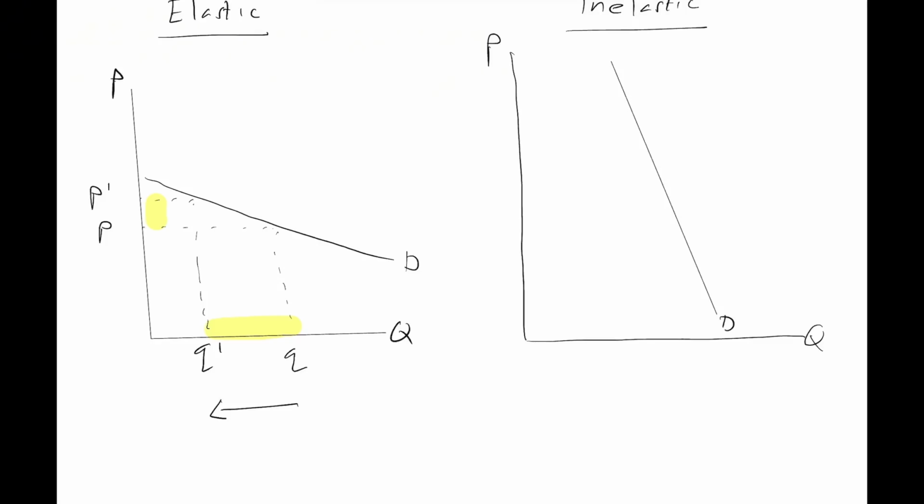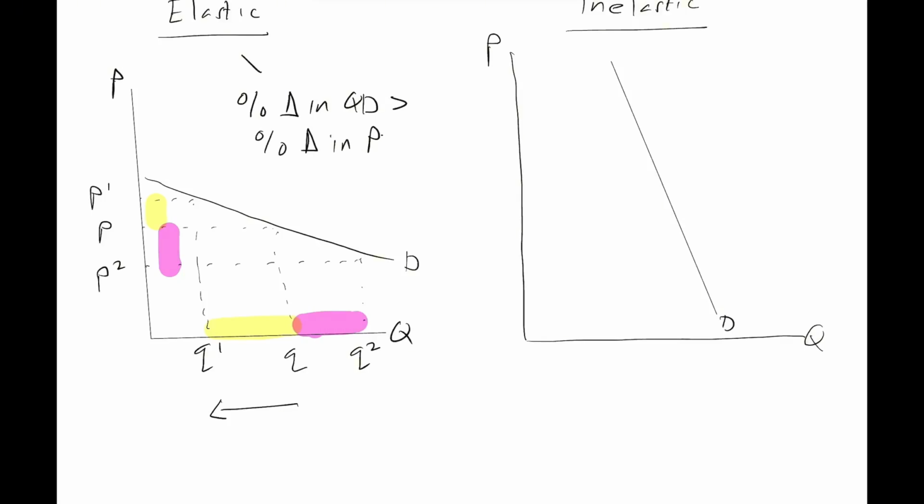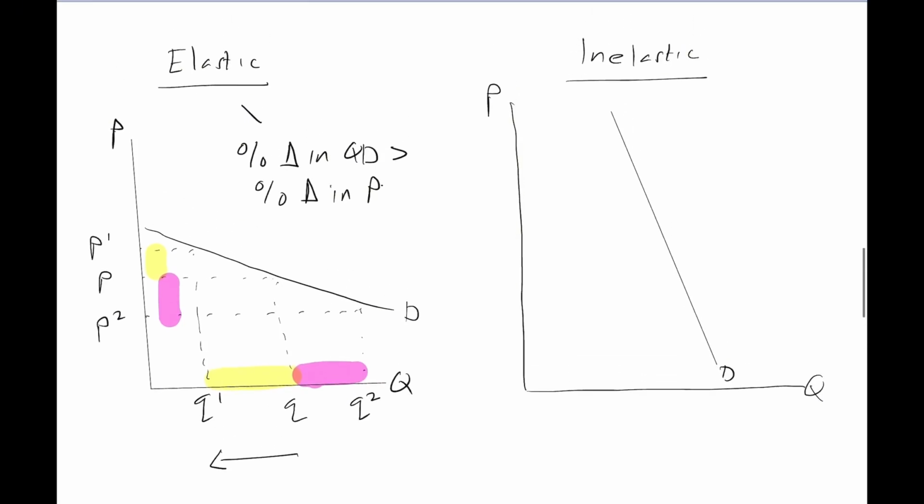Now if the price was to decrease, we go across, hit the demand curve, go down. Q2, again, we can see that the quantity demanded has been very responsive compared to the change in price. So if a product is elastic, the percentage change in quantity demanded will be greater than the percentage change in price. Now let's have a look at the inelastic demand curve.